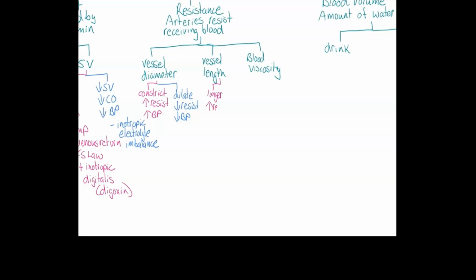will increase resistance, which will increase blood pressure. Having shorter vessels, such as by losing weight, will decrease resistance, which will decrease blood pressure. And with viscosity, having high viscosity will increase resistance and increase blood pressure. A lower viscosity will decrease resistance and decrease blood pressure.